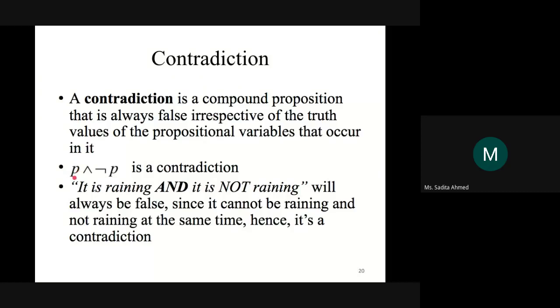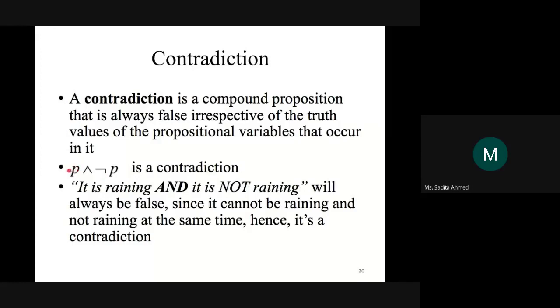Let's look at the other scenario. What if P is false? In that case, do we even need to look at not P if P is false? Do we even need to consider the truth value of the other one? No, because this is the AND operator. If at least one of them is false, it makes the entire statement false. So you see, P can either be true or false.